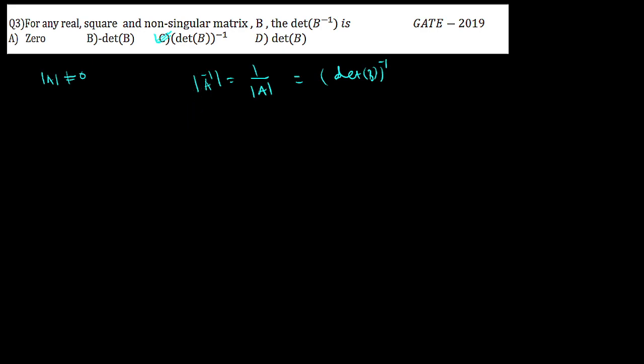Let's move to question number 4. Question 4 says the value of x3, where x3 is a variable, obtained by solving the following system of linear equations is called what? So we have to solve these three linear equations to find the value of x3.